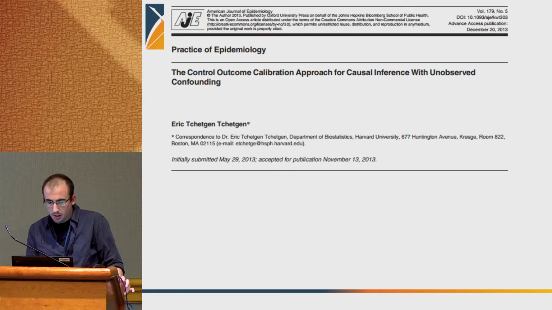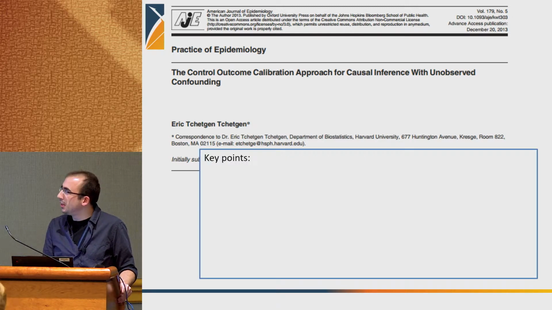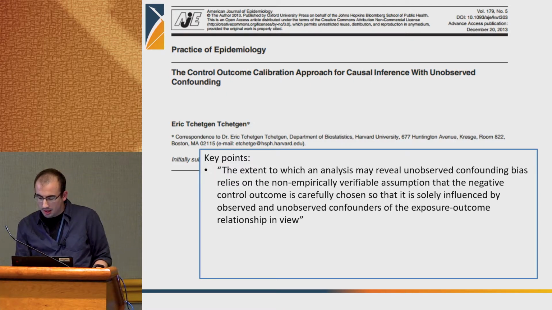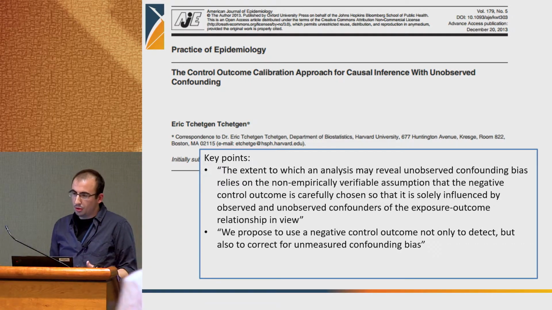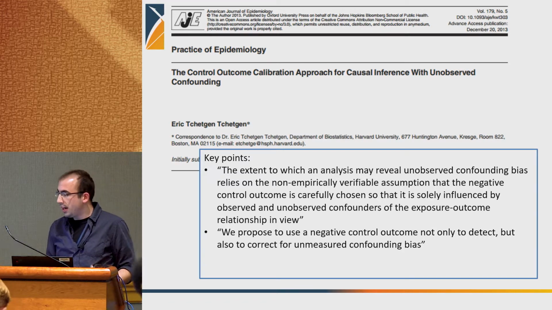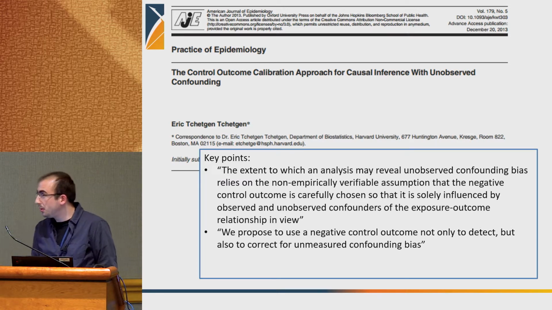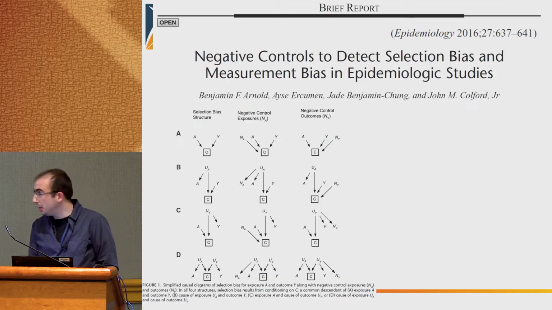Yes, so another paper by Eric Chetchen. The main thing about this paper is that he advocates the use of negative control outcomes not only to detect but also to correct our estimates. This moves one step further from the previous approaches that we just used to detect if there is some sort of unmeasured confounding. The specifics are a bit complicated, but if you want to read this paper, it should be a very nice read, I think.